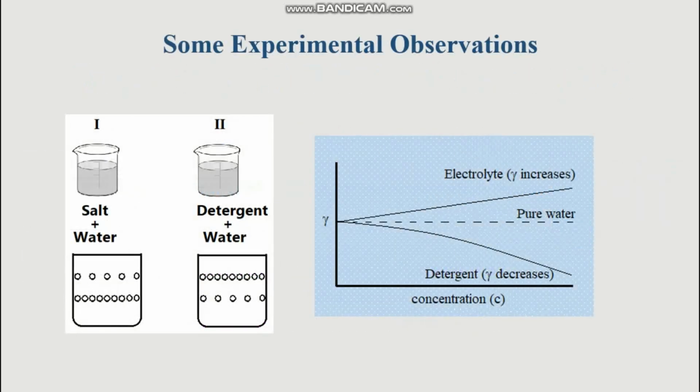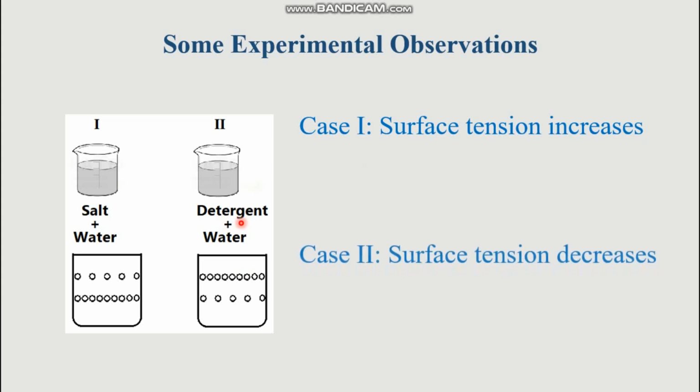Let's begin with two types of solution. Both are aqueous, one containing an electrolyte, for example salt, another containing a detergent. So if we plot surface tension as a function of concentration, then for the electrolytic solution, surface tension increases with increasing concentration, whereas surface tension decreases with increasing concentration in case of an aqueous solution containing detergent. So we have two cases. Case 1, surface tension increases, and case 2, surface tension decreases.